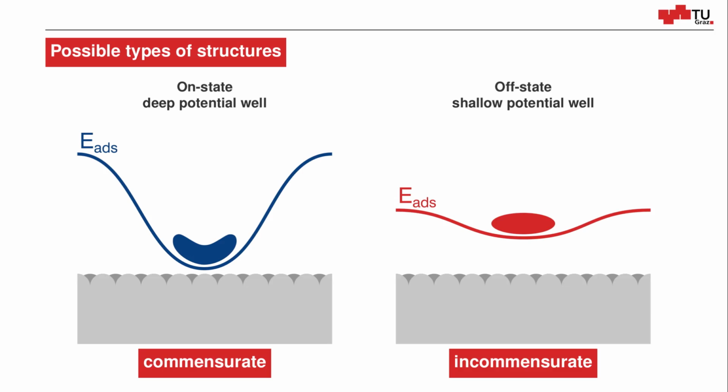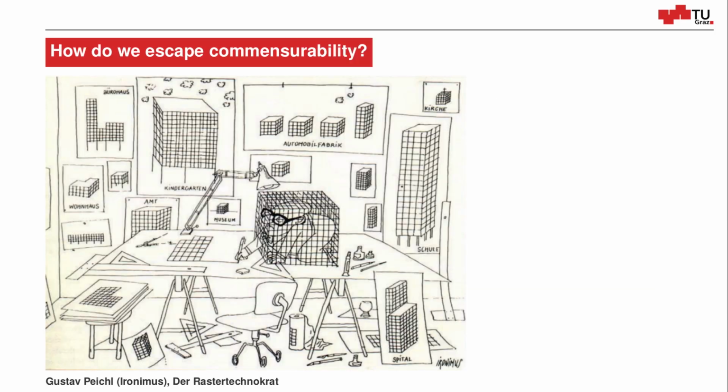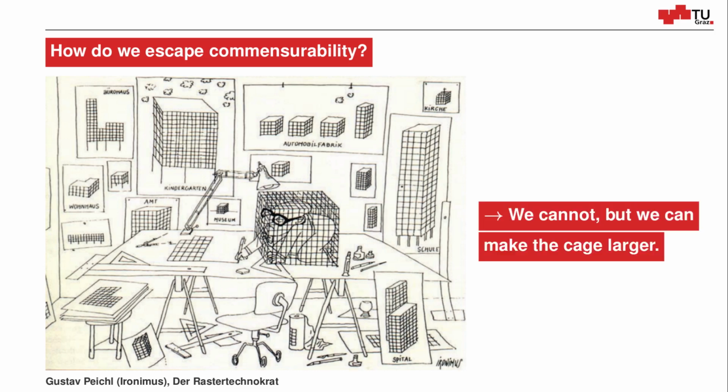So we have to deal with incommensurate structures, which puts us into somewhat of a predicament because we're really bound to commensurability, just like the little guy you can see in this cartoon called the rusted technocrat, who is only capable of drawing commensurate structures, and in fact he has drawn himself into a cage. It turns out that we are stuck in a commensurate cage as well, but what we can do is make the cage larger.